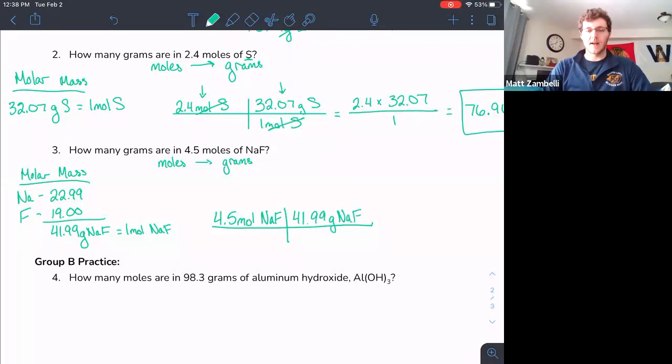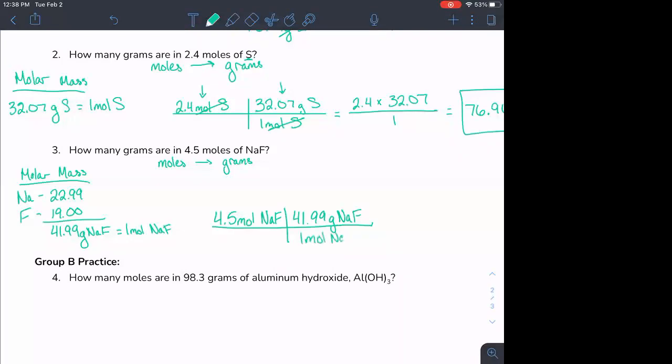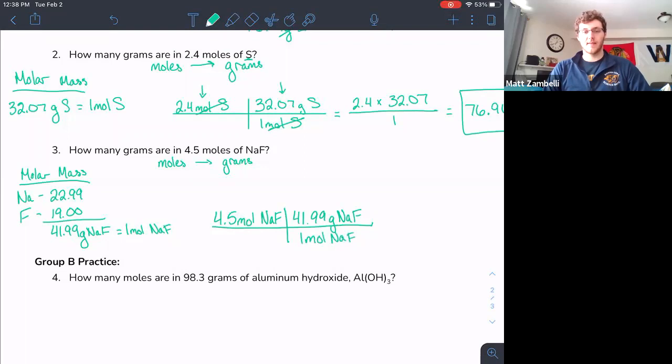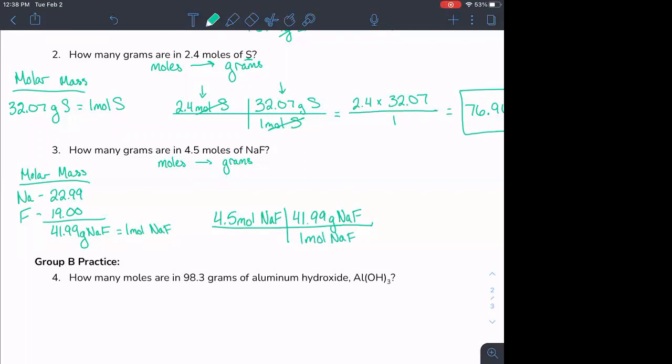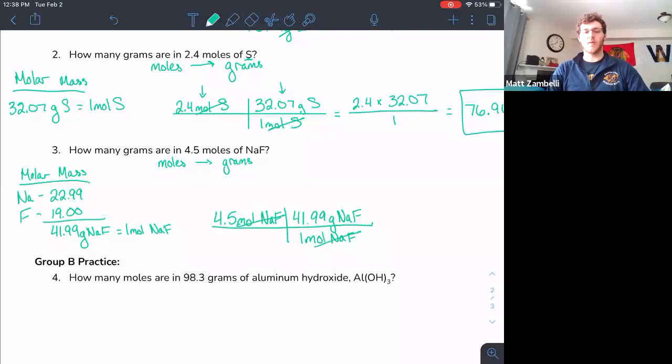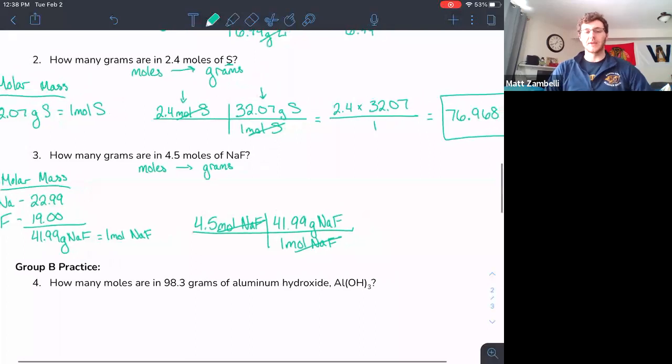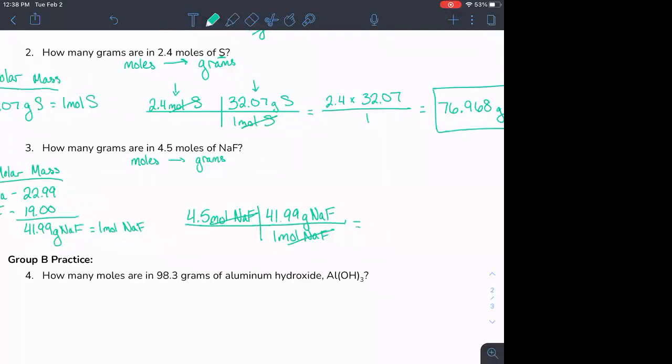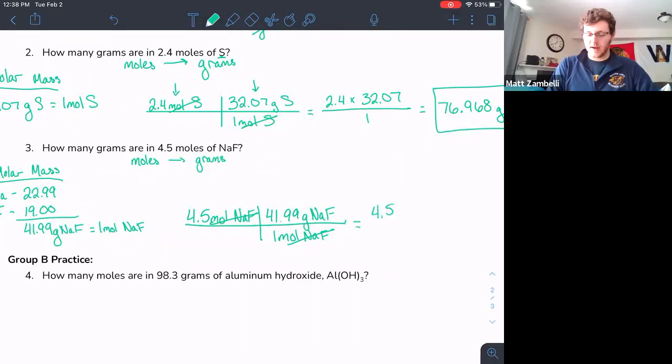So that means what goes on the bottom? 1 mole NaF. And why are we saying that? To get rid of moles, so we're left with grams. Perfect. So those moles go away. We're just left with grams. What's our last thing we need to do? Multiply our 4.5 and divide by 1. Perfect.